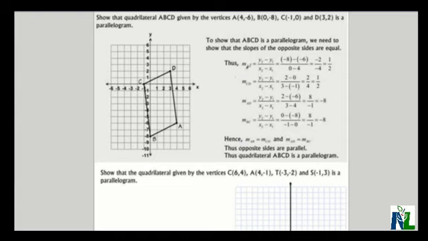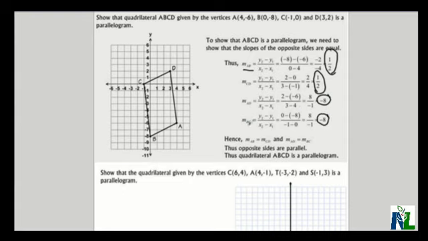So if we're looking at the slope of AB, and we use, of course, the slope formula, y2 subtract y1 over x2 subtract x1, we see that we can get the slope of AB as a half. The slope of CD is also a half. The slope of AD is -8, and the slope of BC is -8.